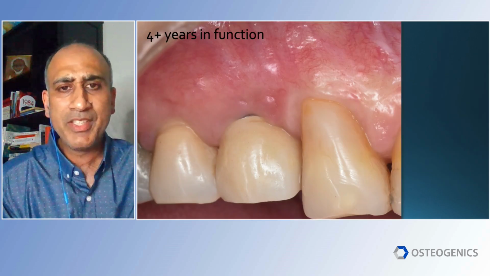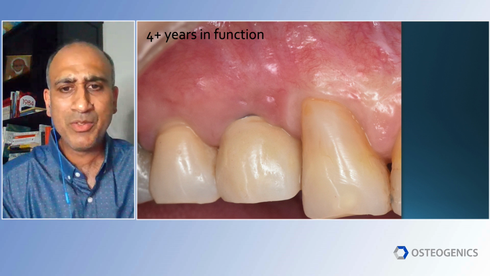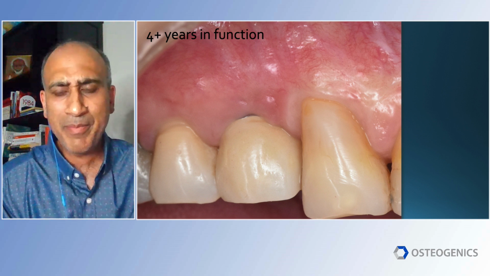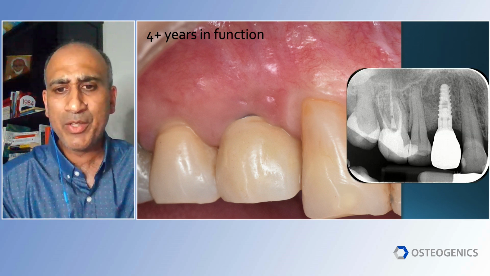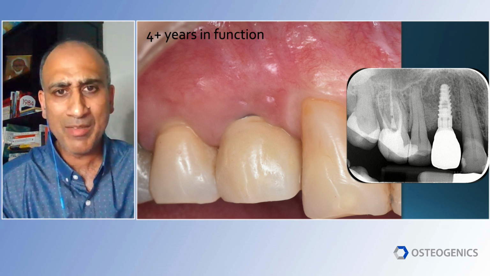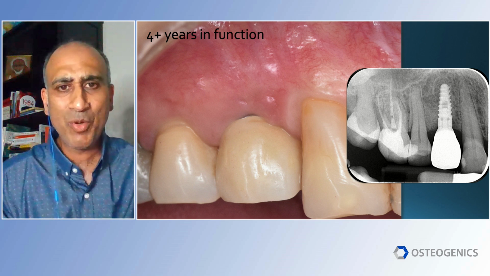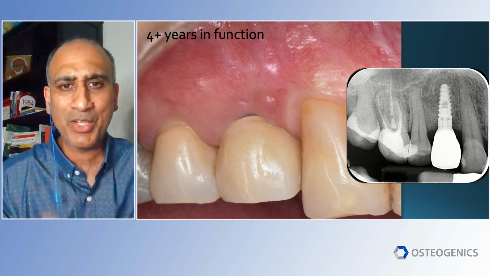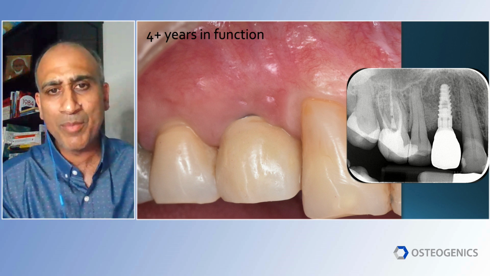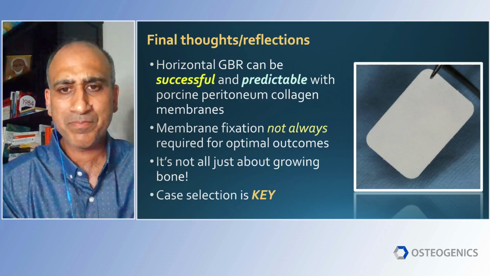At 4+ years in function, we have an excellent result with good soft tissue, good peri-implant tissue health, and radiographically, we can see nice stable bone levels as well, right? So growing bone is one thing, being able to place an implant in the bone is another thing, but having that bone stick around for the long haul is actually probably the most important piece of the puzzle.